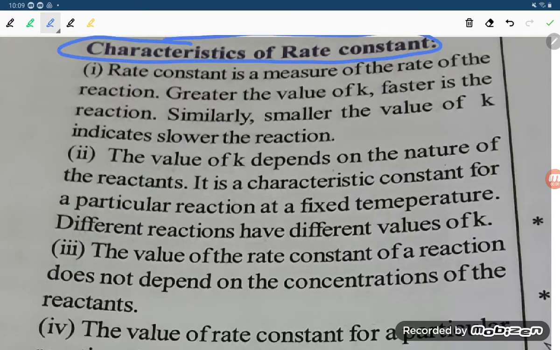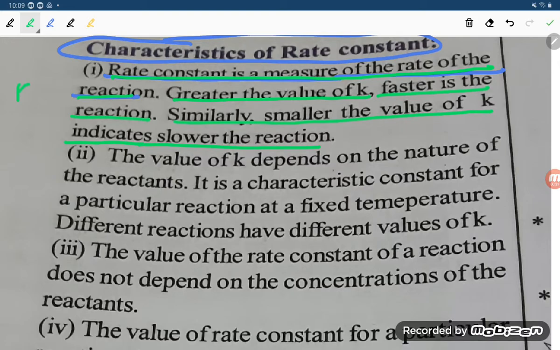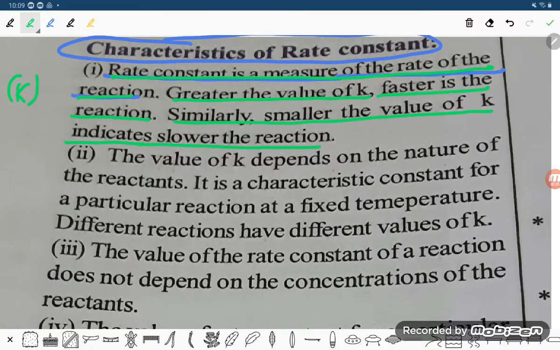The very first point: the rate constant is the measure of the rate of the reaction. Greater the value of K, faster is the rate of reaction. Similarly, smaller the value of K indicates slower rate of reaction. So rate constant K is the measure of the rate of reaction. Greater the value of K, faster the reaction. Smaller the value of K, slower the reaction, right?